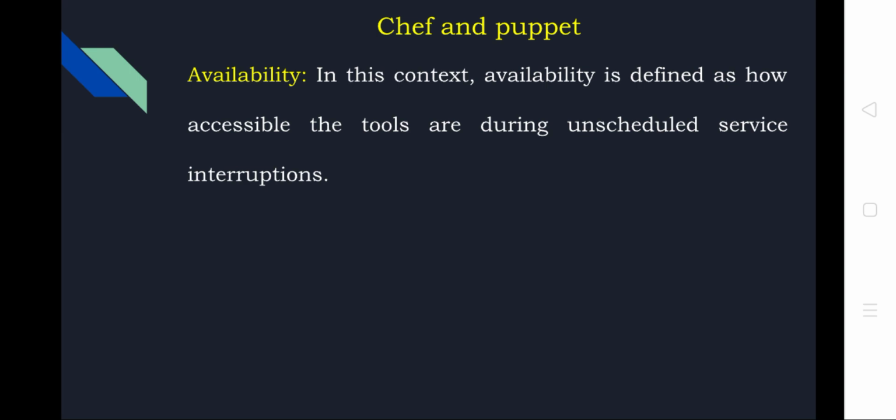The first is availability. In this context, availability is defined as how accessible the tools are during unscheduled service interruptions. That means while in service there may occur some interruptions which are not scheduled, and those can be managed, so the availability is confirmed. The tools are available even if there are unexpected interruptions.